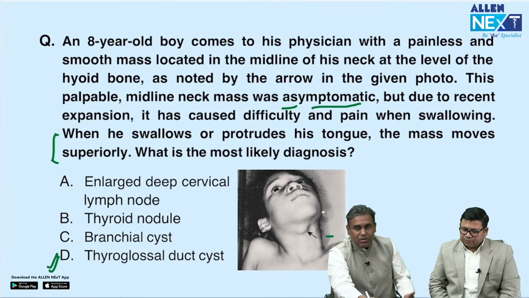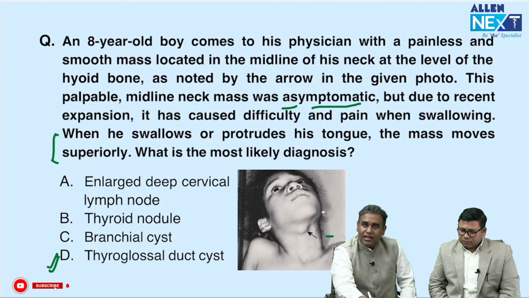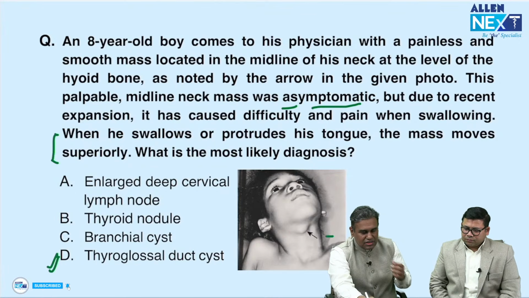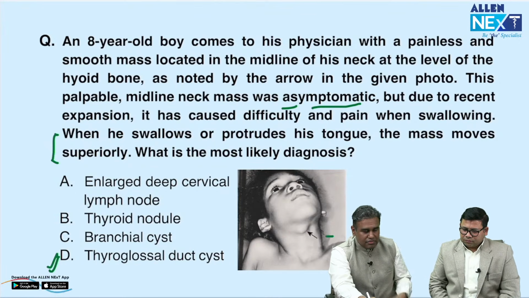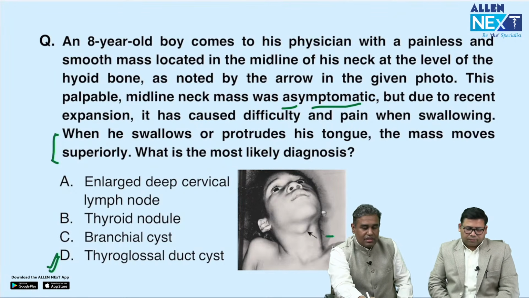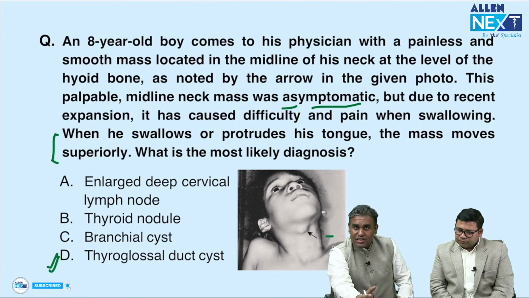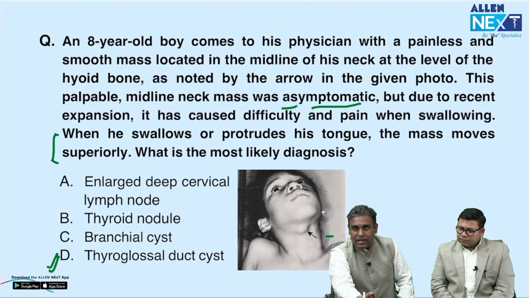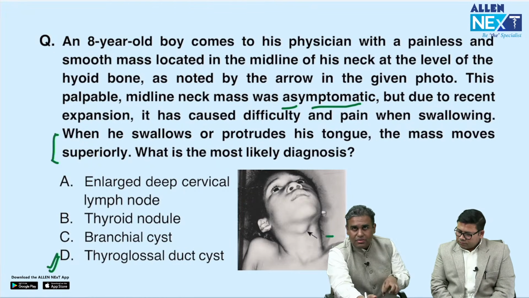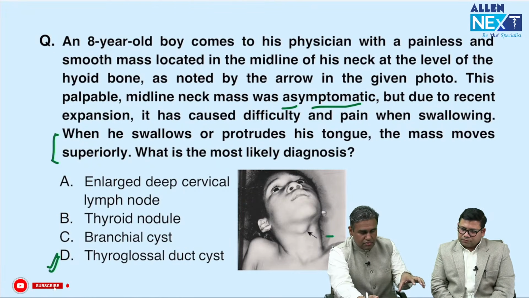Because of it being asymptomatic, connected to the tongue, and the picture showing the arrow, the midline location, everything. Look at the other options, like the deep cervical lymph node: they don't elevate when you protrude the tongue, and they are not asymptomatic. Always something must have caused the lymph node to be enlarged. Thyroid nodule, again, there has to be some symptoms. There has to be an increase or decrease of hormones, or could be any goiter, whatever it is, but there has to be some symptoms around it.